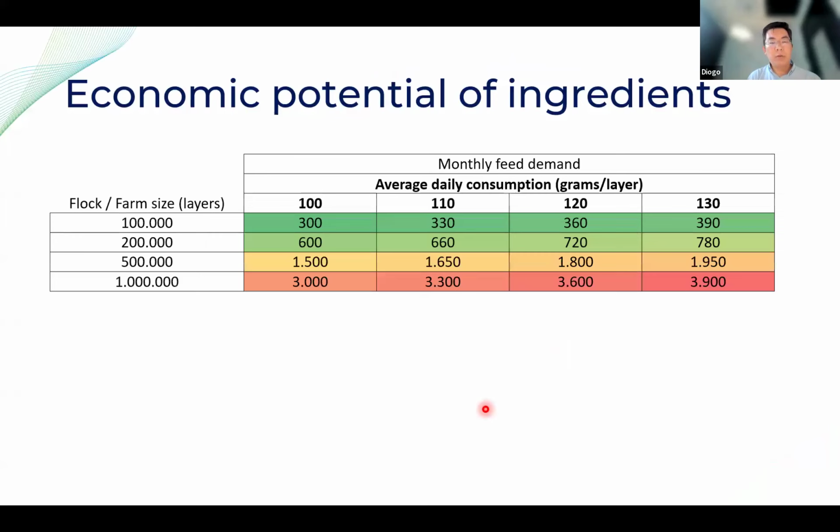So what can be the economic potential of the alternative ingredients? If we consider different flock or farm sizes and different average daily consumption, we have different amounts of monthly feed that we need to produce.